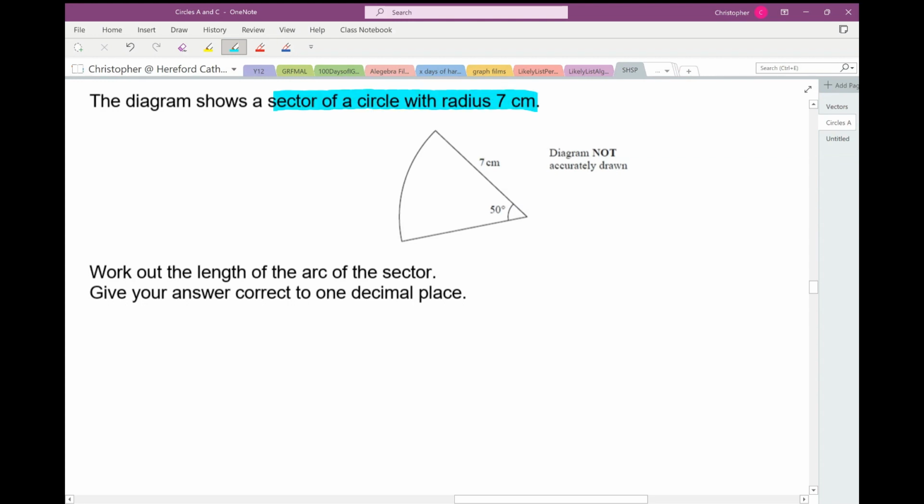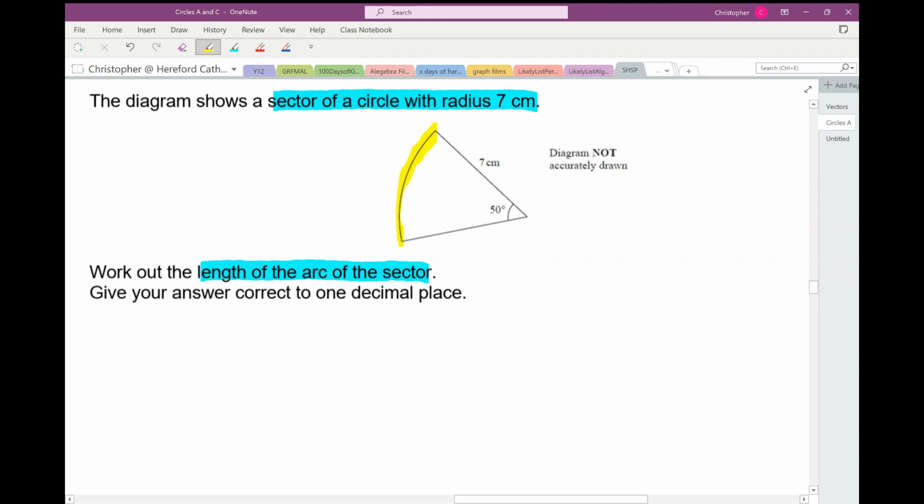Question 7. The diagram shows the sector of a circle with a radius of 7, and I see there's 7 marked on the diagram. I'm also told that the angle is 50. Work out the length of the arc of the sector. Now, what does that mean, the length of the arc? What it's asking me to do is work out this yellow length here.